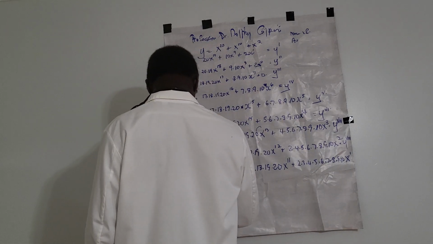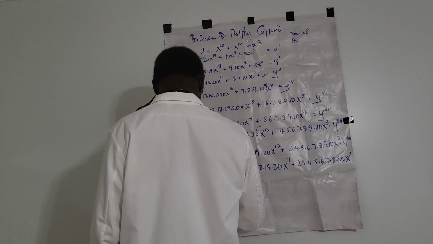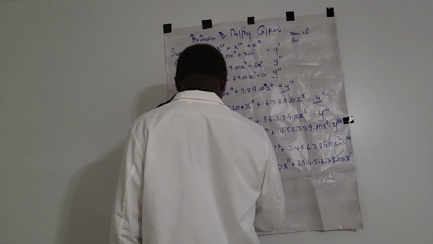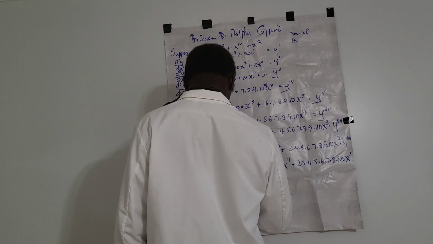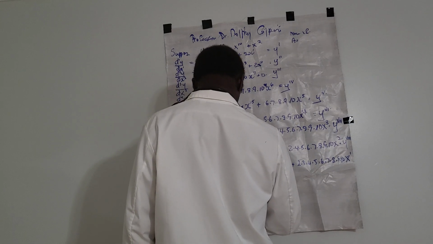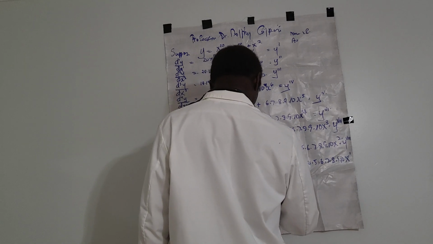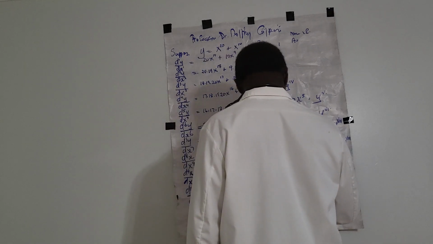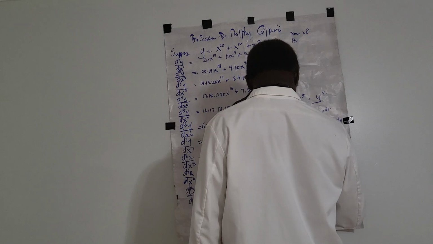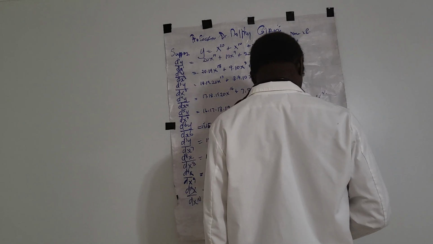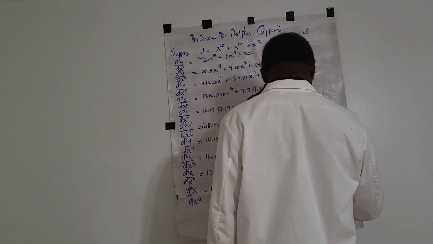So we have now d10y by dx to the 10 will be equal now to 11 times 12 times 13 times 14 times 15 times 16 times 17 times 18 times 19 times 20 x to the 10 plus 0.